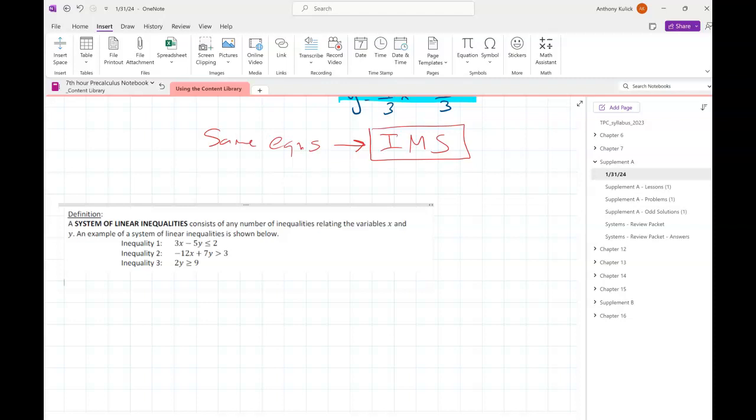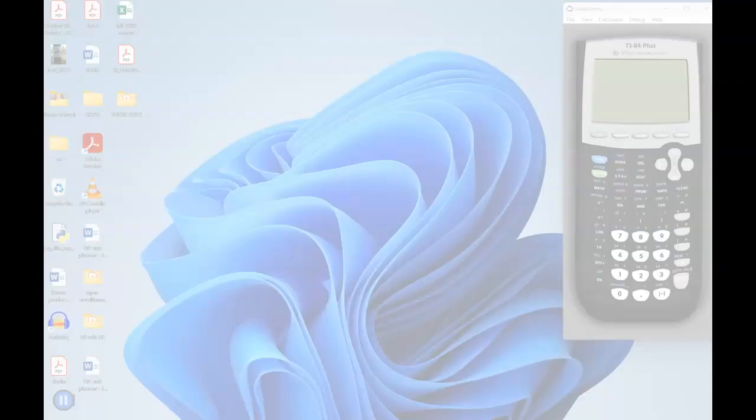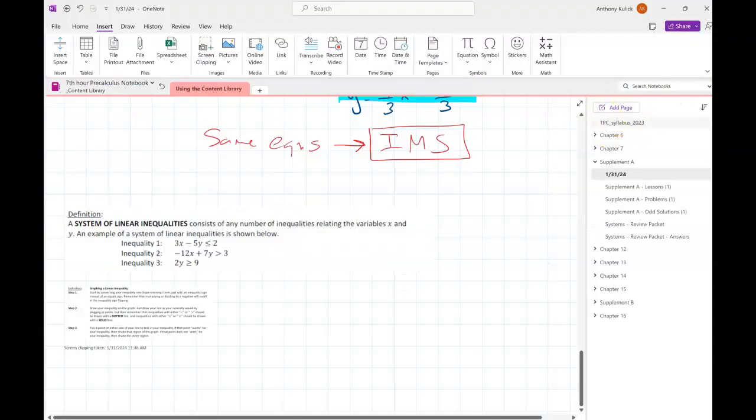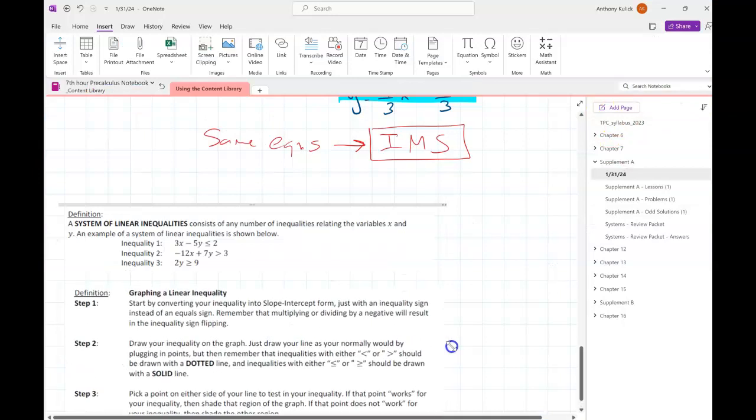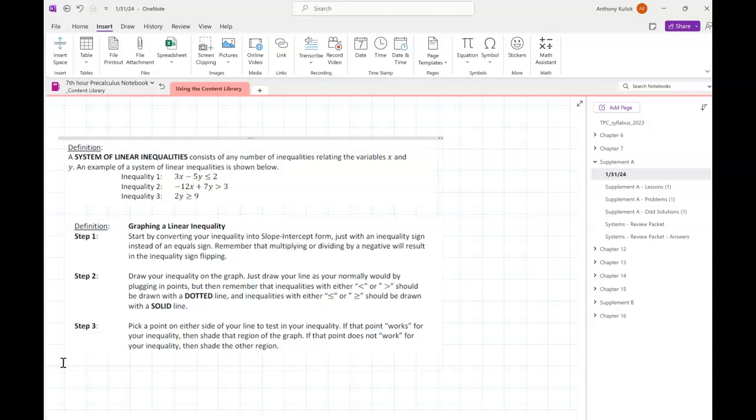So the way that we're going to do this is as follows. What we're going to do is start by writing our inequalities into slope-intercept form. Now keep in mind when we do that, if we have to divide by a negative or multiply by a negative, what do we have to do? You have to switch the inequality symbol, right? Less thans turn into greater thans and greater thans turn into less thans. You guys remember that?